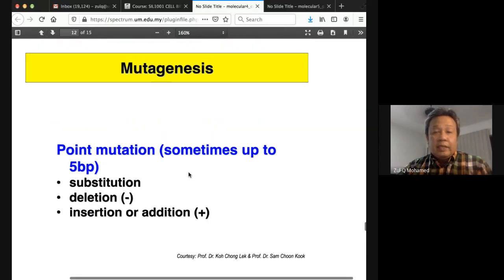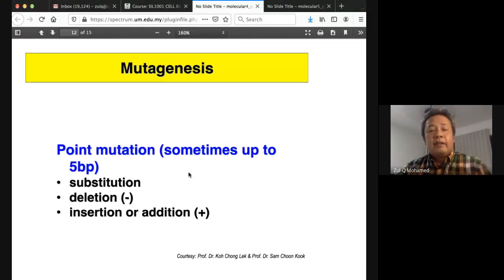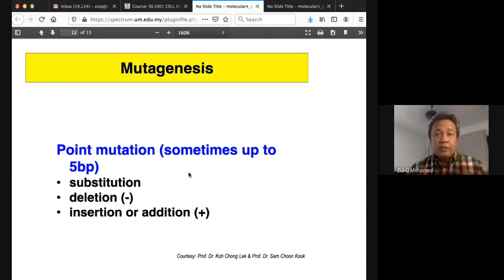So, mutagenesis: point mutations involving either 1, 2, 3, or up to 5 bases. This mutation can be either a change or replacement. That means A changes to G, G changes to C. Those are transversion or transition. These are called substitution. Or you can lose bases, which is deletion, or you can gain additional DNA, which is an insertion. So the three main classes of mutations are substitution, deletion, and insertion.